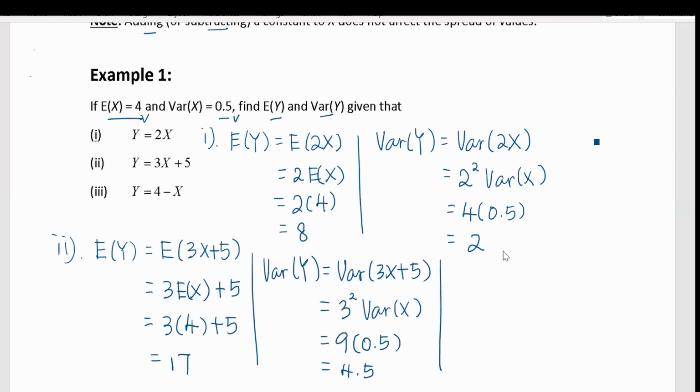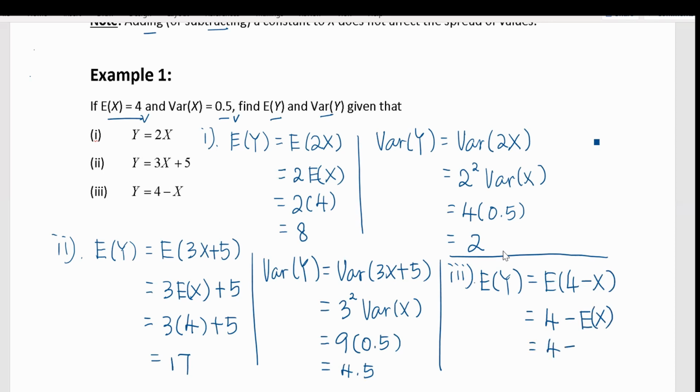Now we try to calculate part 3. The mean of Y is 4 minus X, the mean of 4 minus X. Refer to the formula, the constant just stays, and the constant next to the X is negative 1. So we write down the negative and multiply with E of X, and E of X is given as 4. So it is going to be 0.